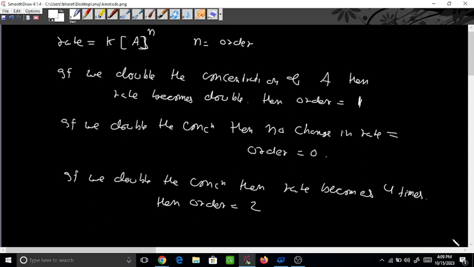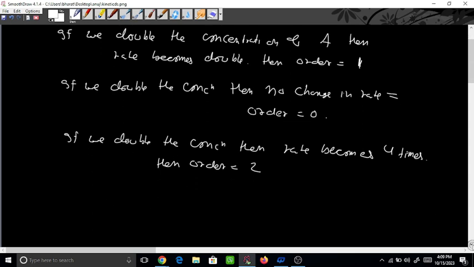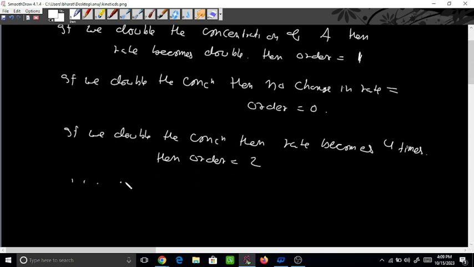And if we double the concentration, rate becomes 8 times. If we double the concentration, 2 to the power 3, yeah, 3. Rate becomes 8 times, then order is equal to 3. So you need to see the change in concentration of A and change in concentration of B.